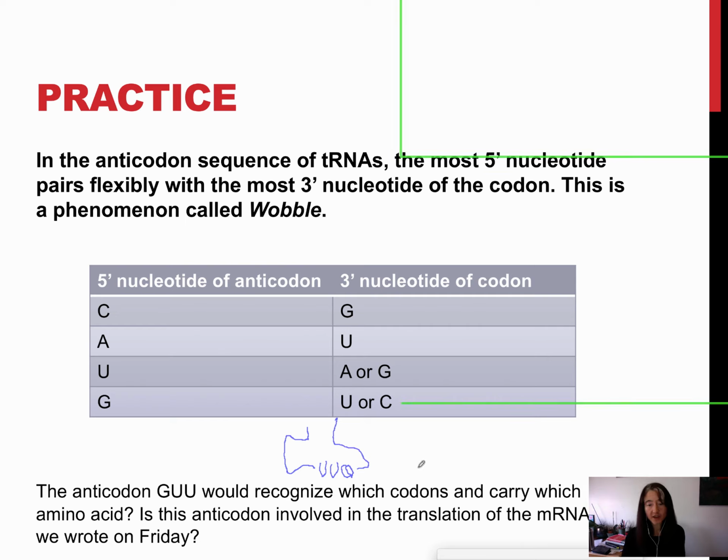So the codon would be A, A, and then that last position, or the most 3' position of the codon, that G could either pair with a U or a C, so it could be AAU, or it could be AAC.